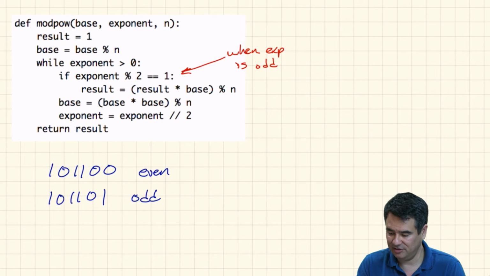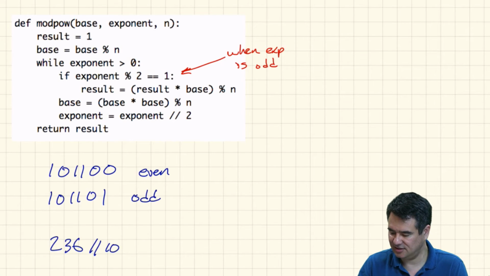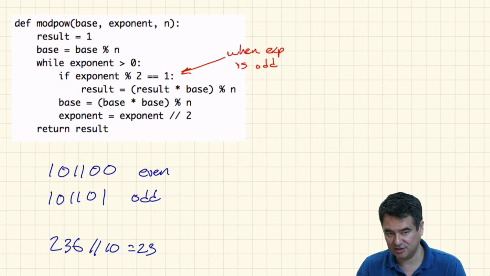So when you divide a number by 2, you just take the rightmost digit and get rid of it. It's the same thing as dividing by 10 in base 10. If you take a number like 236 and you divide it by 10 integer-wise, you just lop off the 6 and you end up with 23. So when you divide a number by 2, you're taking the rightmost binary digit and just lopping it off. Okay, so that's what the loop is doing.